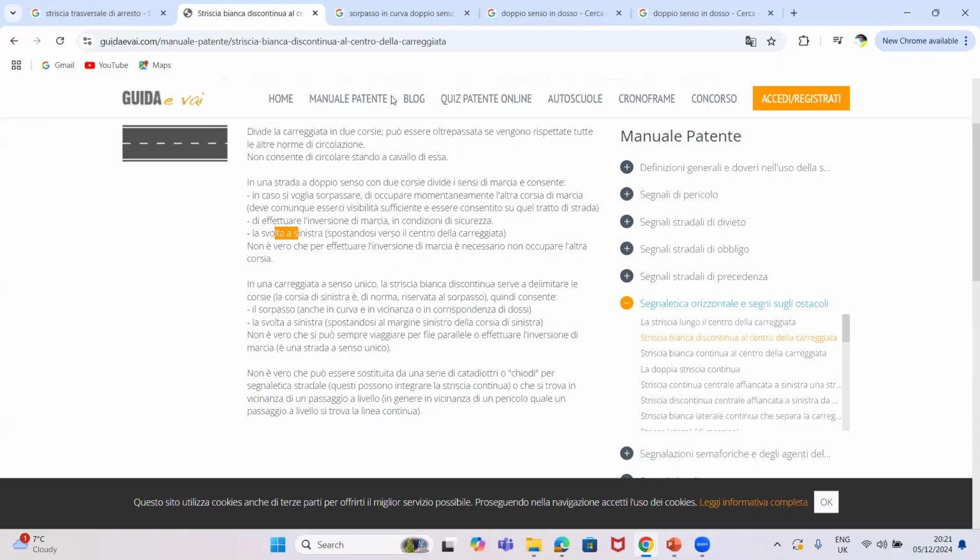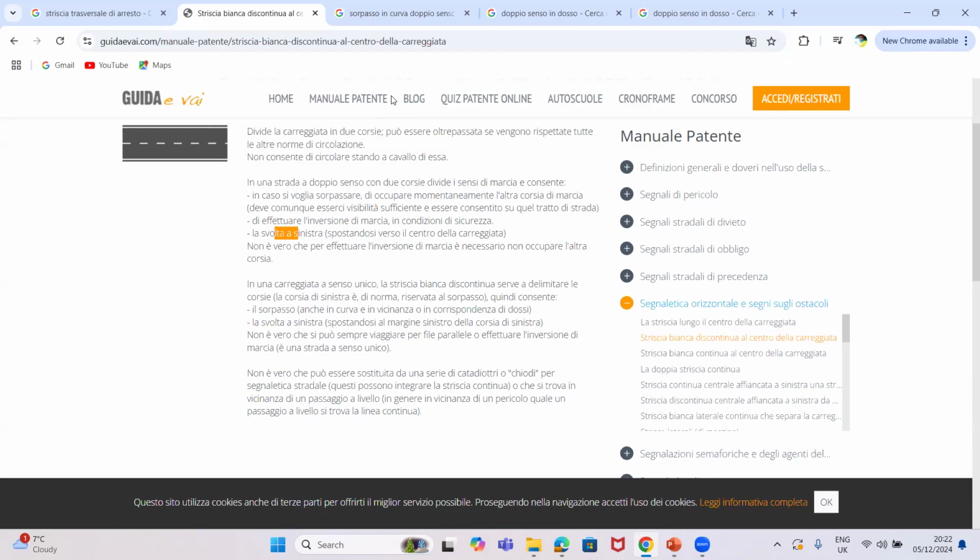Senso unico means discontinuous line in the center of the carriageway. That one is standard. Now, there is a situation where they will bring a discontinuous line, like this one you are seeing here, and the patente will discuss doppio senso, because in reality it can happen. People say it is on the road many times, if you go to some campagna. I see it. Exactly, ma.